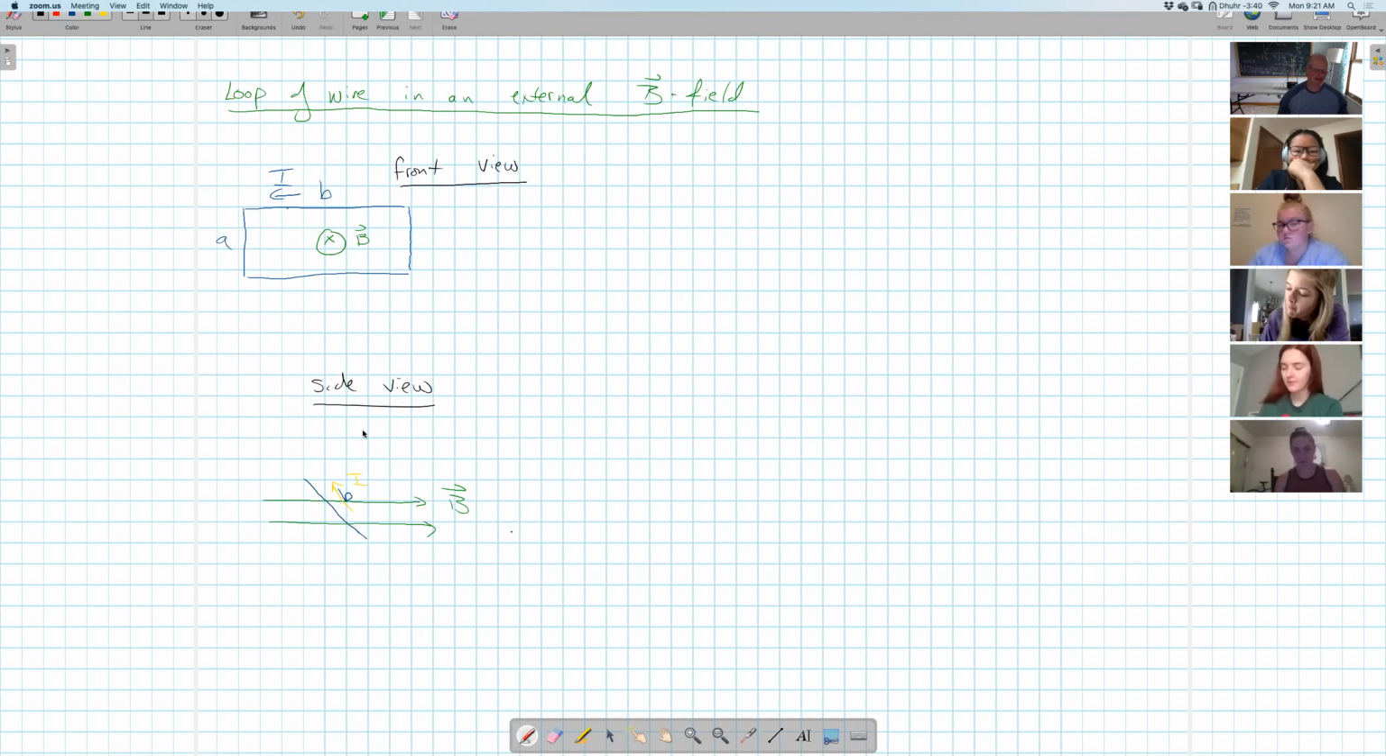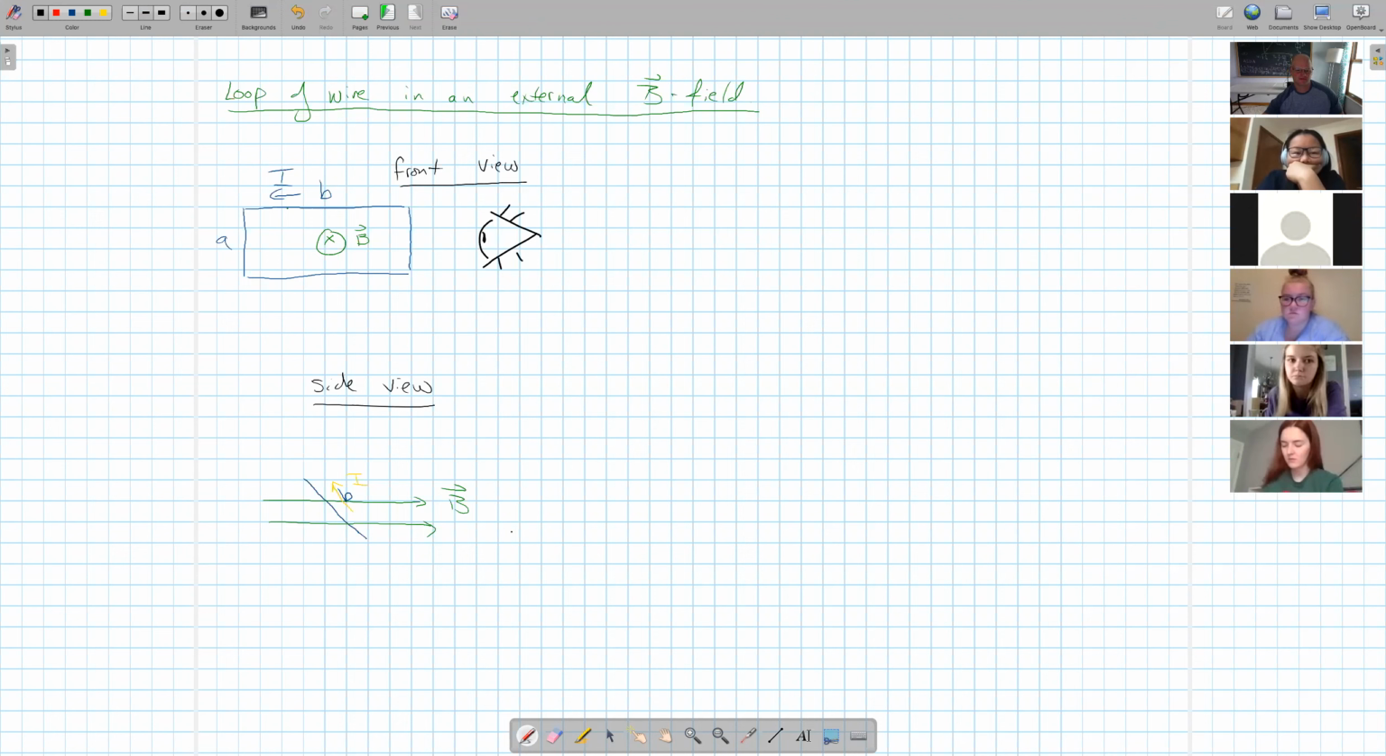If I look at it from a side view, what's really happening is that this loop of wire is tilted at an angle, and it has the current running through it. In this case the current is running in a counterclockwise direction, which means if I'm looking at it from this side, I'm seeing the current on this leg here. If the current's going around in this direction, the current is running up through it here.